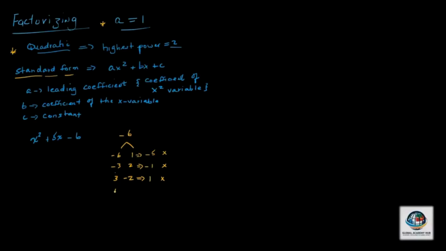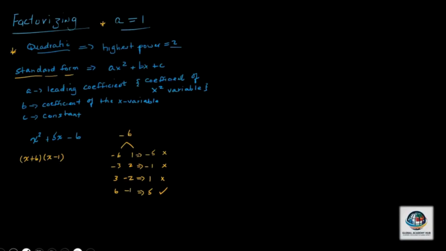But if I do positive 6 times negative 1, that gives me negative 6. And when I add them, I do get positive 5. That's what I'm looking for. Those are the factors I'm looking for. So now I say x plus 6 multiplied by x minus 1. I have now factorized this quadratic equation.